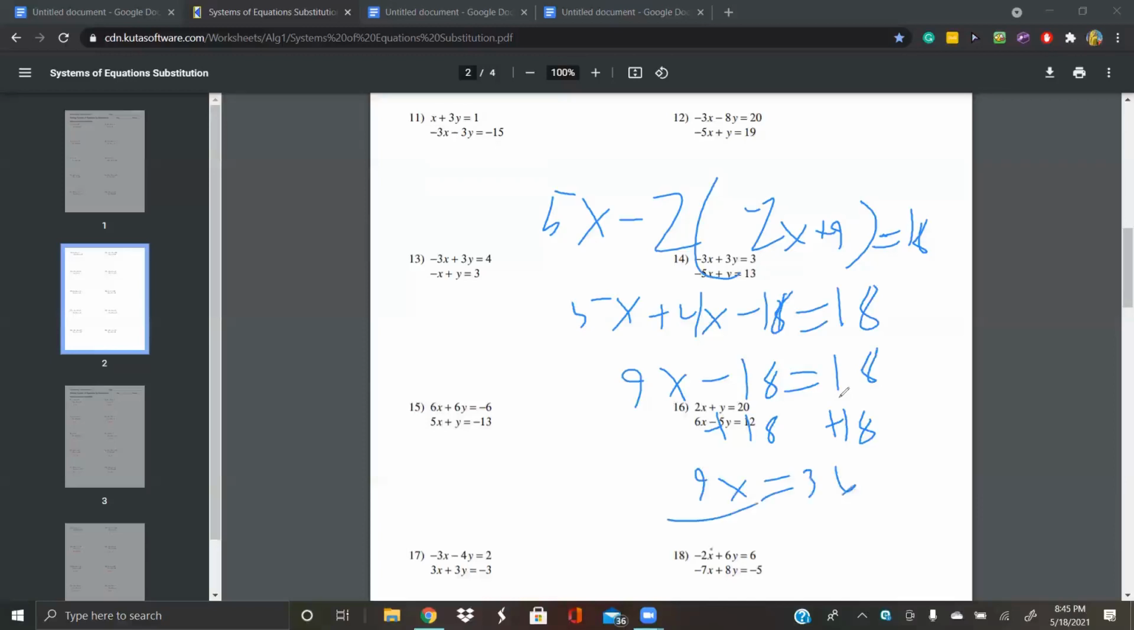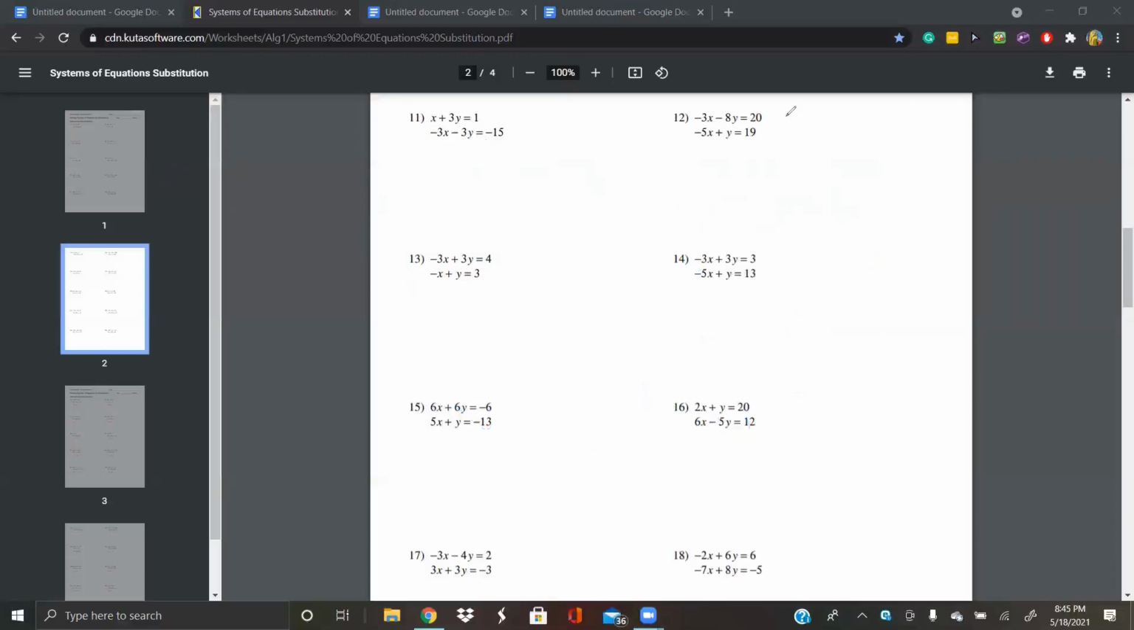Divide by 9 on both sides. And you got x equals 4. So remember, x equals 4. So then we will put our x into the problem.